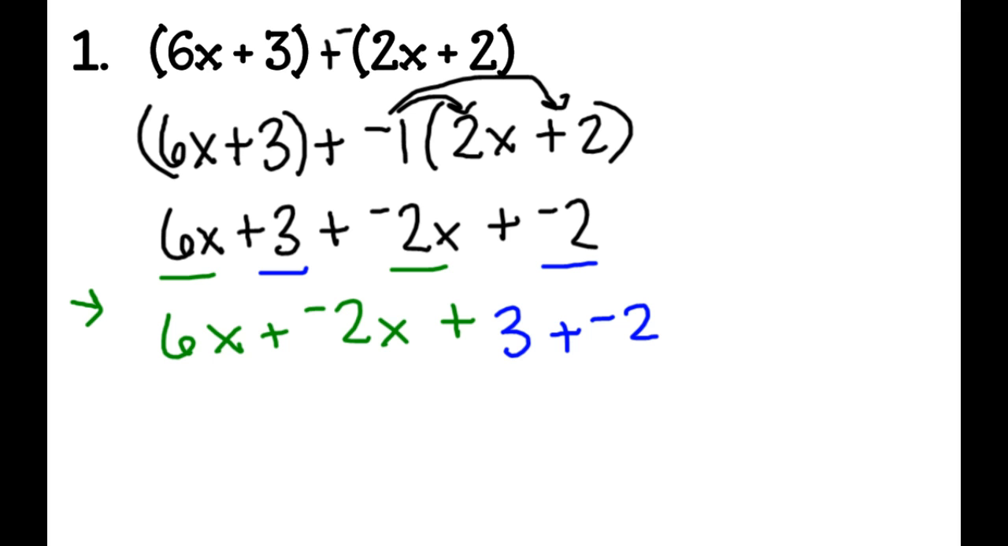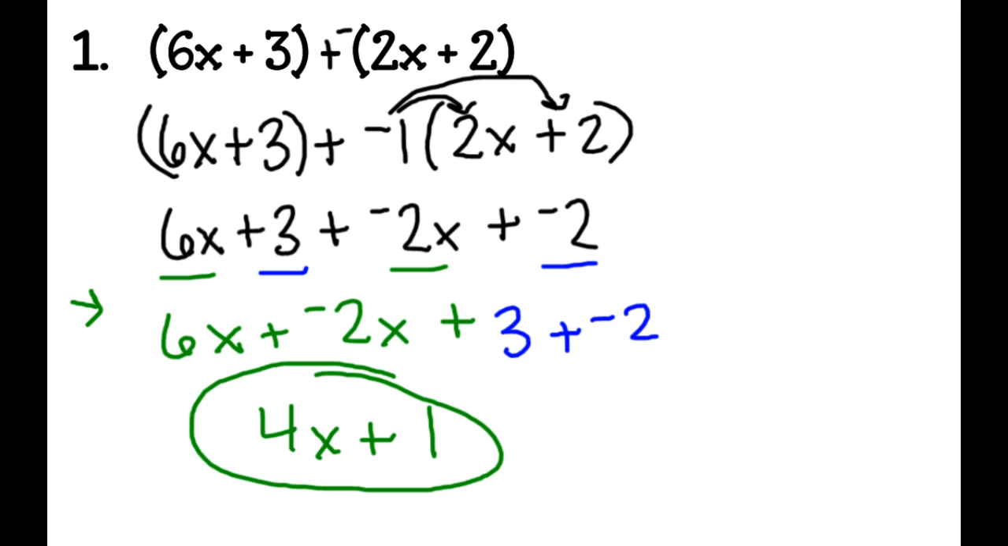Now, the next step is necessary. So I do 6x plus negative 2x is 4x plus 3 plus negative 2 is 1. And the reason it's necessary is that's my answer. Circle it, and that's my answer.